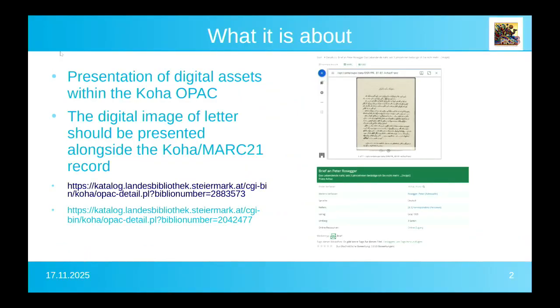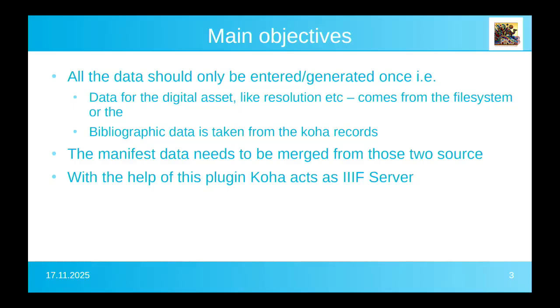So, that's what we want. We want to have the metadata, but we also want to present the digital image or whatever presented. So the point for us was we just want to have metadata in one place. It's either the catalog data, like the author, which comes from Koha, the title, which comes from Koha, but you also have metadata coming from the digital asset as such, like the resolution, maybe the copyright notice, whatever. And the point was to merge those two data sources into one.